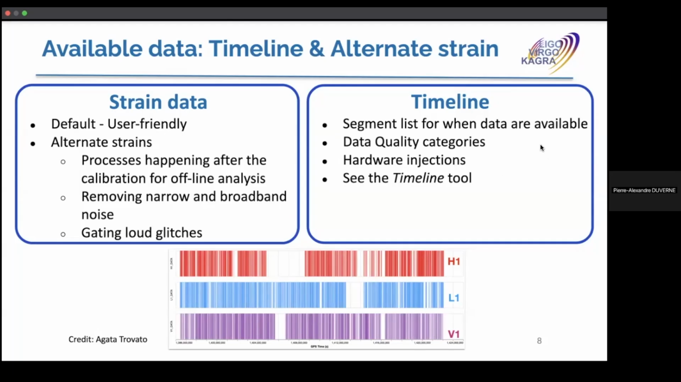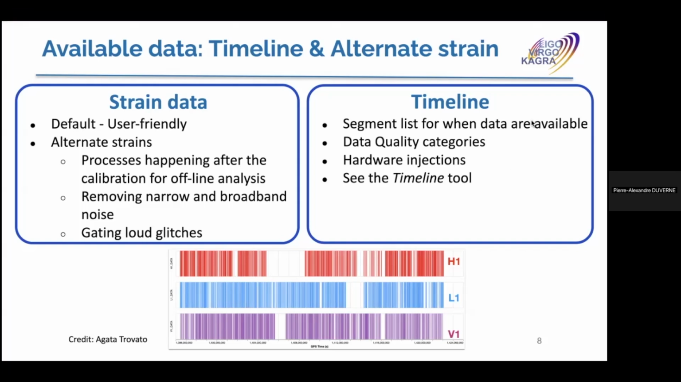Another important tool that's provided by the group is called Timeline. It provides you, for example, the segment lists for when the data are available or not, because during an observing run of the LIGO and Virgo collaboration, the detector is not always recording data for various reasons. And this Timeline tool provides you with the segments of time where you can retrieve data from a given interferometer. The Timeline tool also provides you with the data quality categories, because for some reason you may have some data quality issues inside your data, and Timeline provides you the data segments when some data are not completely trustable, but I will get back to that in the next slide.